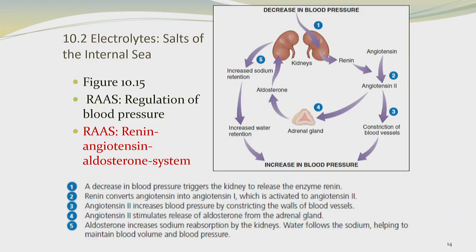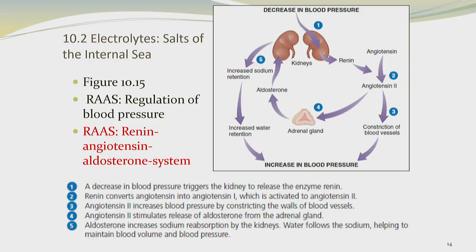So first we have a decrease in blood pressure, which triggers the kidney to release the enzyme renin. So that is what is seen in step 1. Step 2, what you do see is renin converting angiotensinogen to angiotensin 1, which is then activated to angiotensin 2. And so we see that process happening here. Now you have angiotensin 2. The effect of that is that it increases blood pressure by constricting the walls of the blood vessels.